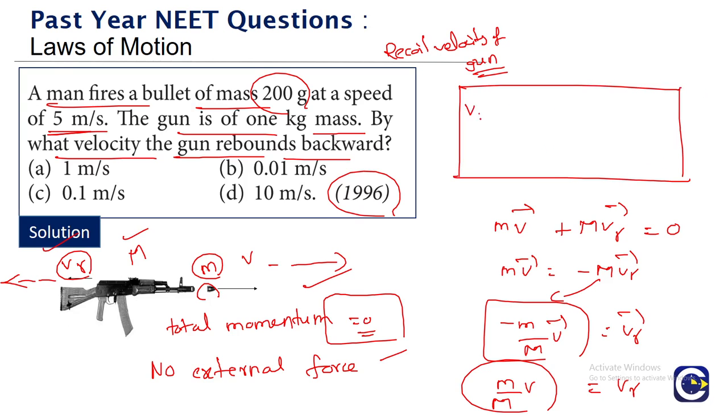So what is the answer? The recoil speed of the gun will be equal to small m, the mass of the bullet. Here we have to be careful. The mass of the bullet will generally be in a different unit. You can see here it is 200 grams, which means 0.2 kg, divided by the mass of the gun, 1 kg, into the velocity of the bullet, 5 meter per second. So 0.2 into 5 is 1. That is the recoil speed of the gun. So the answer is option A. So we can remember this formula for the recoil speed or recoil velocity of the gun.